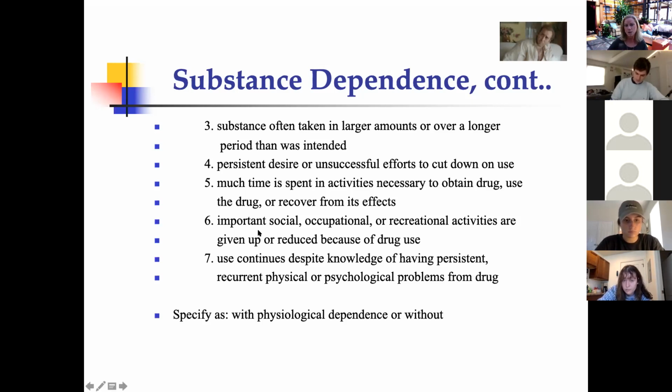Sadly, these individuals have impairment in social and relationships, occupational functioning at work. So it makes sense that a lot of individuals lose their jobs because of dependency, lose relationships, lose family because of addiction, and then also give up what used to be recreational activities because of the drug use. And because of the physical dependency, people continue using despite knowing that they're having persistent problems and issues from the drug use.